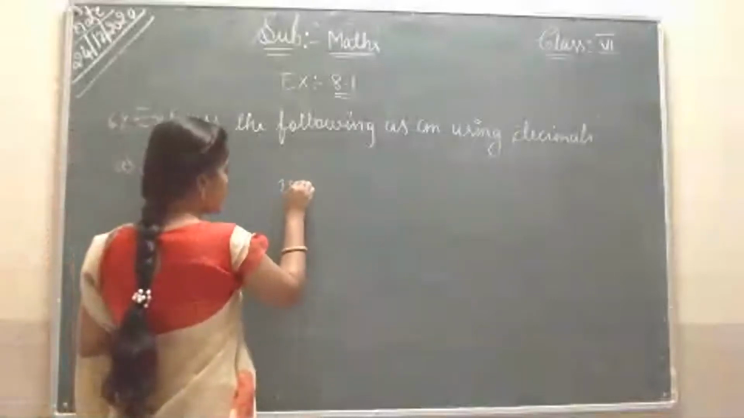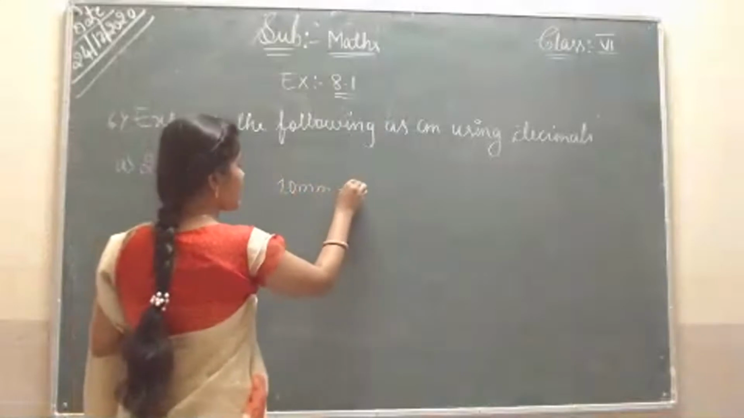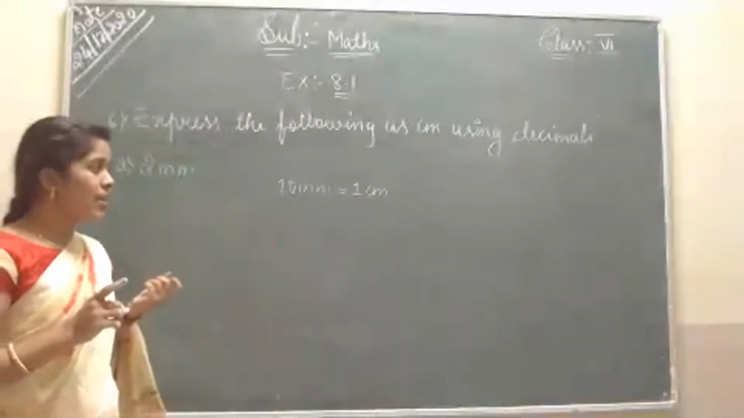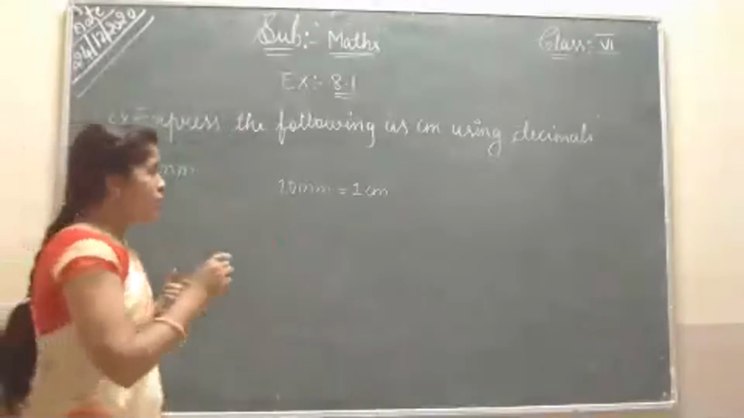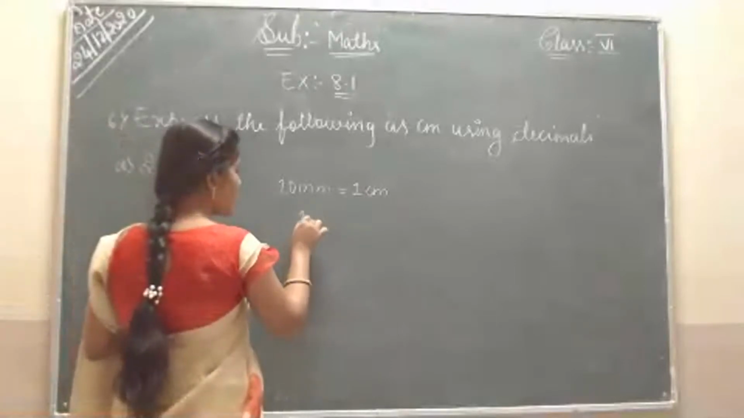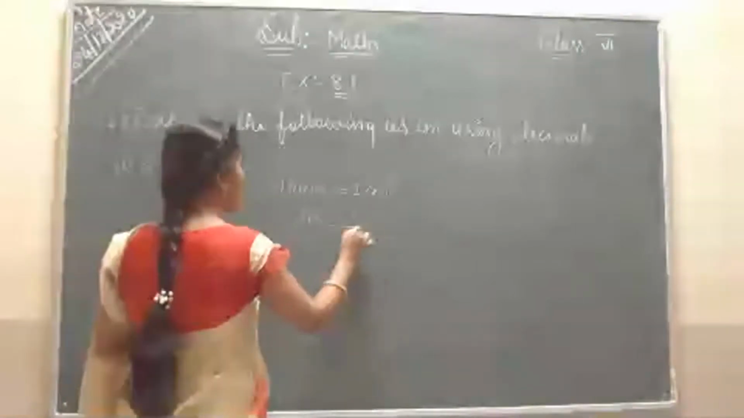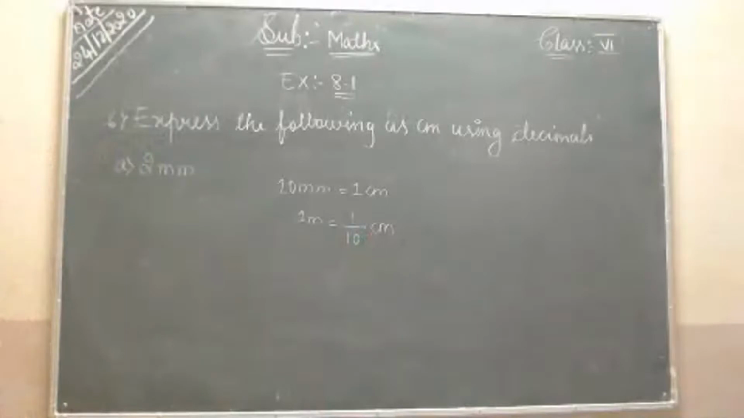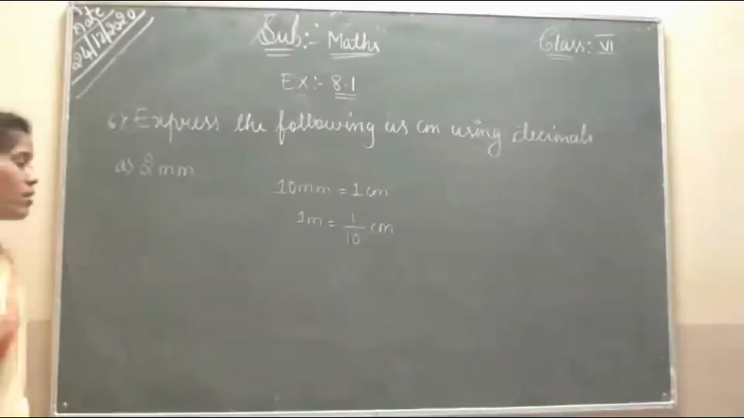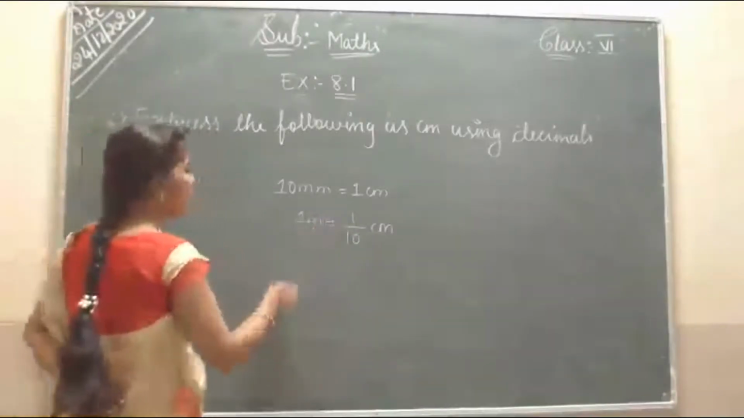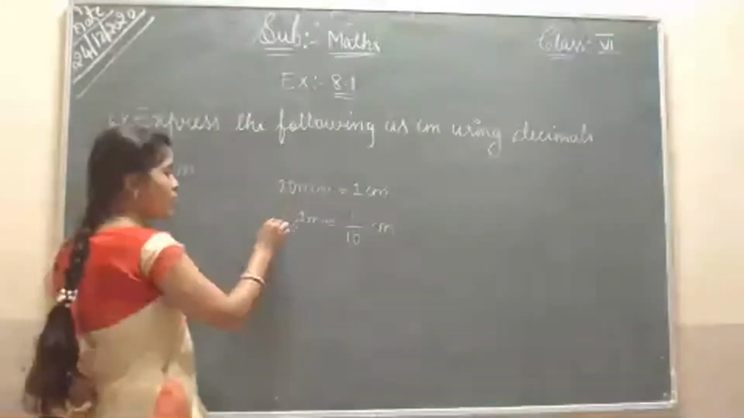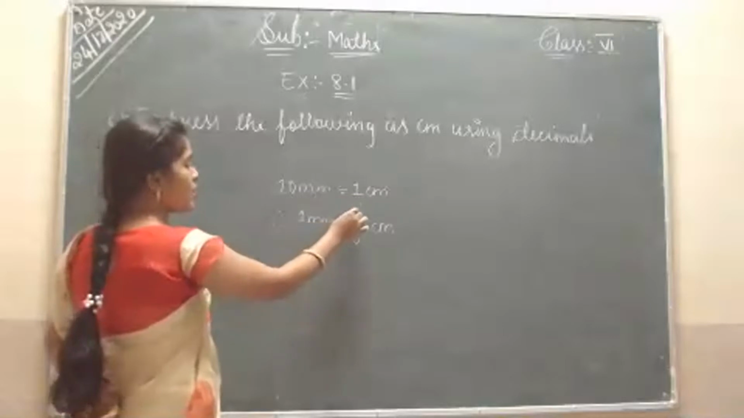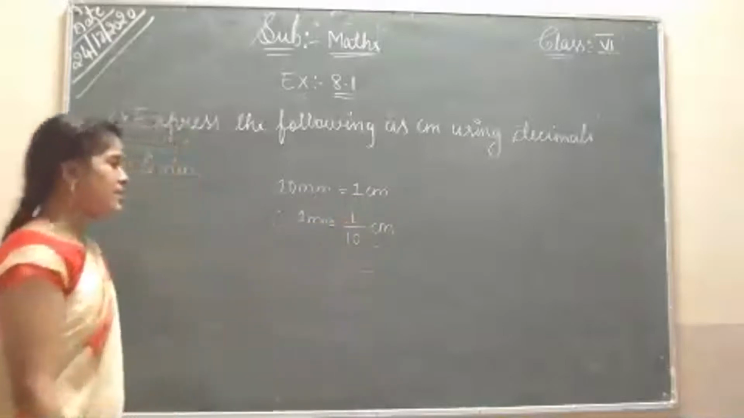10 millimeter is equal to 1 centimeter. 1 centimeter is equal to 10 millimeter. So we want here 1 millimeter is equal to 1 by 10 centimeter. This is the unit we have to remember. 10 millimeter is nothing but 1 centimeter. 1 millimeter is nothing but 1 by 10 centimeter.